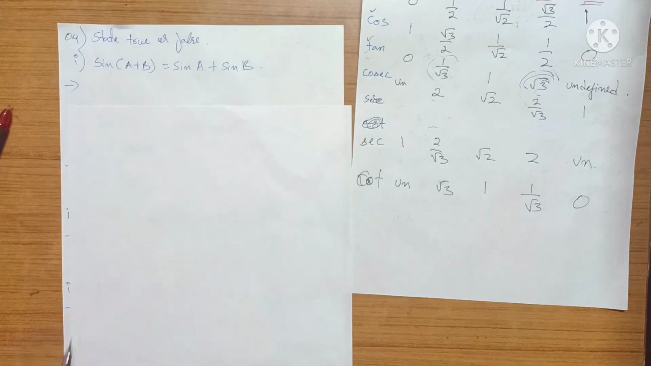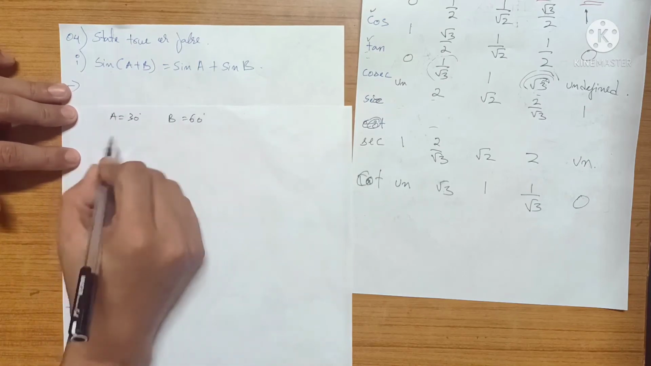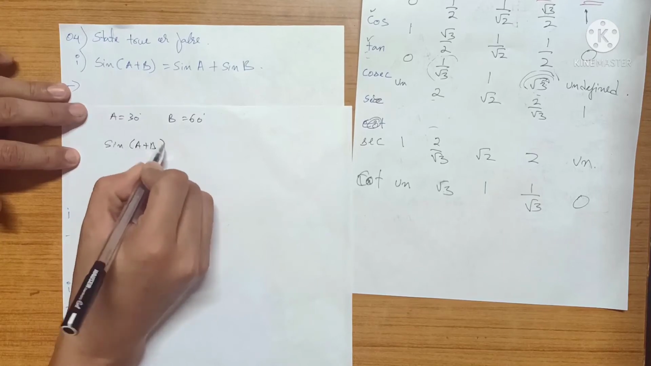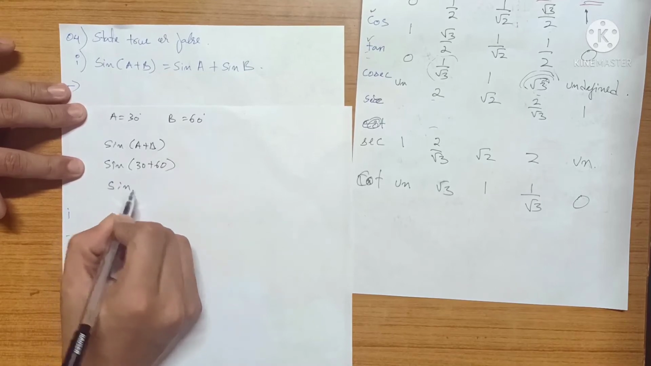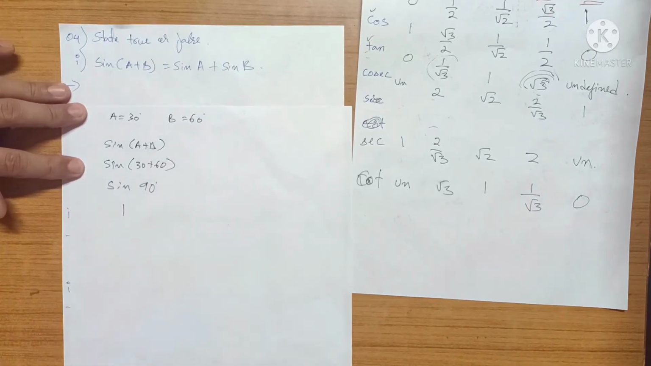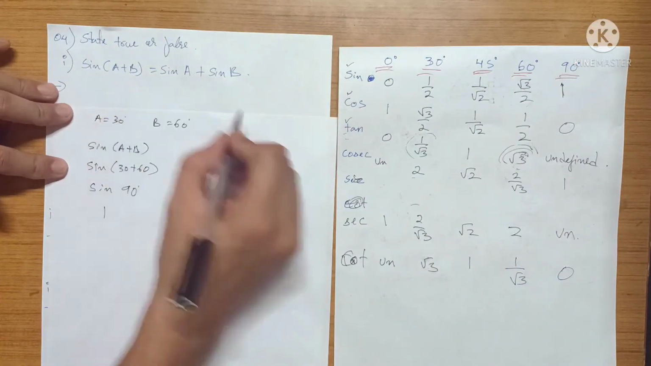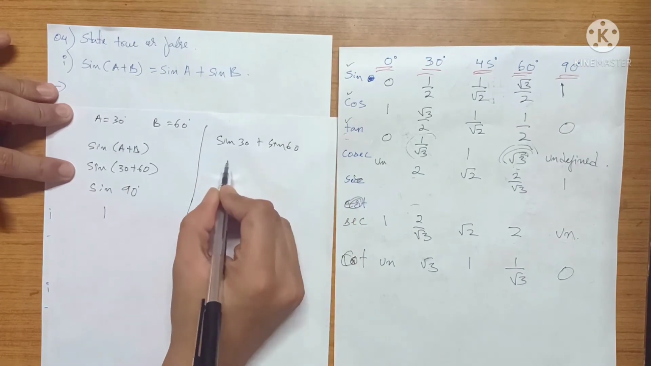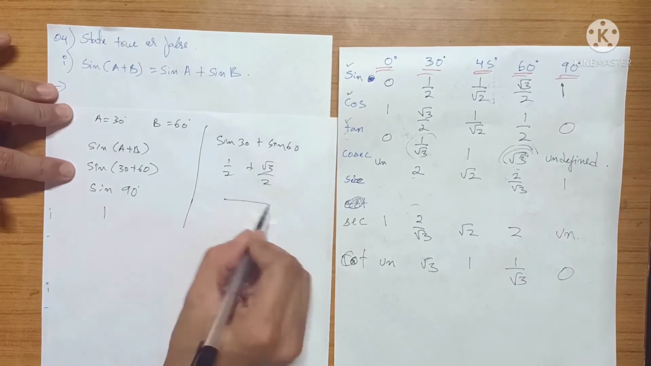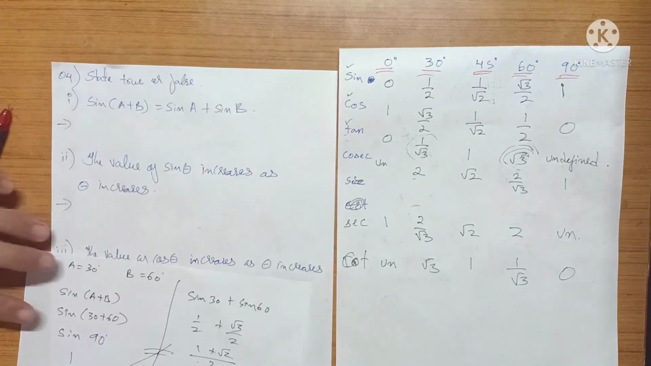So let's suppose a is 30 and b is 60. Okay, a we'll take as 30, b we'll take as 60. So sine(a plus b) literally would be sine(30 plus 60), which is sine 90, but sine 90 is what? 1, right? Because sine 90 is 1. Now if you do the RHS, sine 30 plus sine 60, sine 30 is 1 by 2, sine 60 is root 3 by 2. If we take LCM also, we are still getting this, which is not the same at all. So this is false.